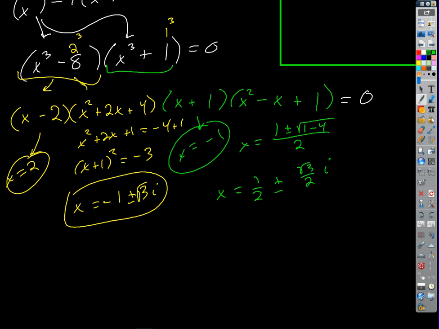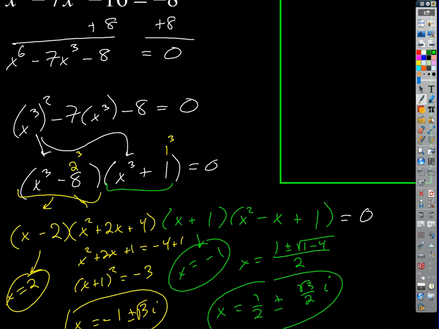Yes, ma'am? Is there always a pattern between the two complex ones? Because it's negative 1 plus or minus. Oh, you mean, is there a pattern between these solutions and these solutions? No, not at all. Just coincidence. Okay, make sense? So we'd have to put in 6 answers on this one, in any order. Questions? Okay, I'll let you work. Go.